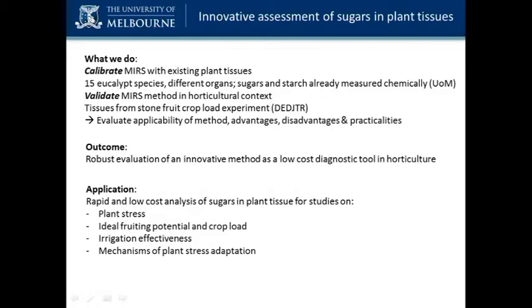So the outcome of this method will be a really robust evaluation of an innovative method to see, can this MIRS spectroscopy really enhance our ability to analyze sugars in plant tissues? What are the pitfalls around it? What are the difficulties of doing this with different materials? Does it work in peach? Yes. No, it doesn't work in eucalypts, because something else is absorbing at the area where we have glucose or starch absorbing, and that is a major limitation.